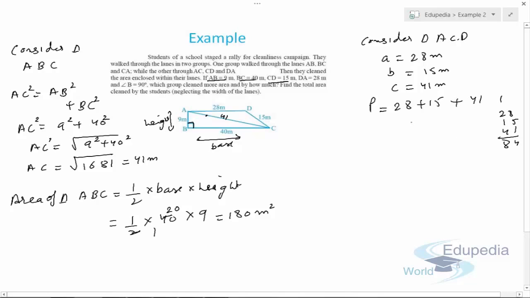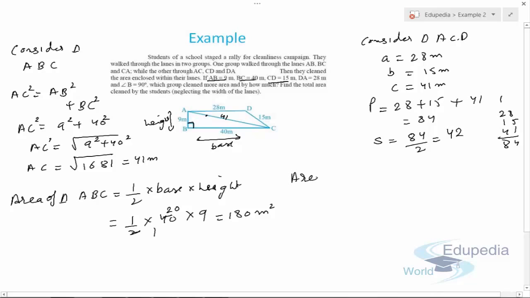So it will be 84. Now we need to find the semi perimeter. So it will be half of the perimeter. So it will be 84 by 2, so it will be 42. Right? Now we have the semi perimeter. Now we can use Heron's formula.